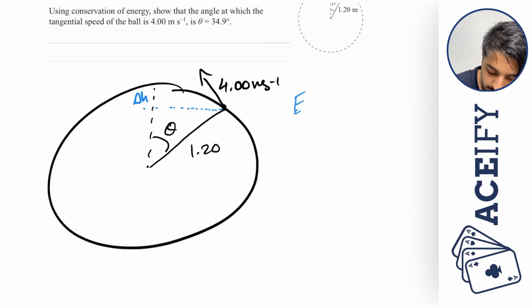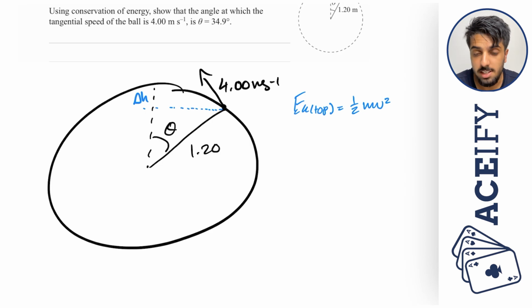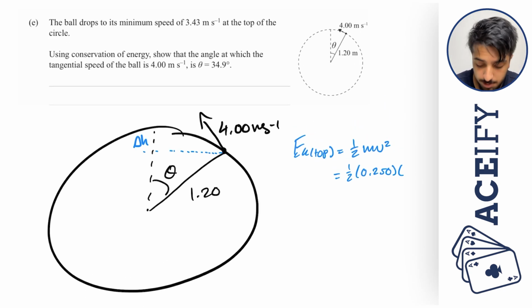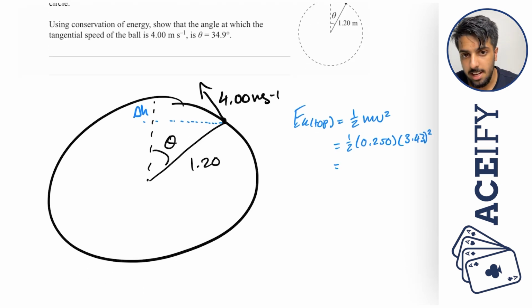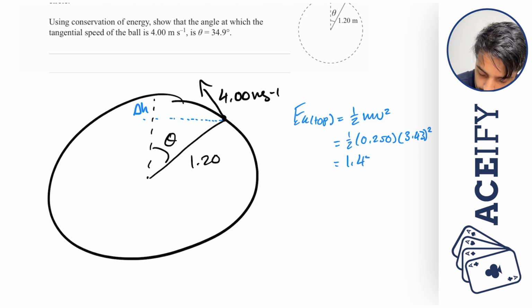We can say that the EK at the top is equal to half mv squared, where our v in this case is the minimum speed, and that's equal to half times the mass, which is 0.25, times its velocity at the top, which is its minimum speed, is 3.43 squared. And that gives us an EK of 1.47 joules.